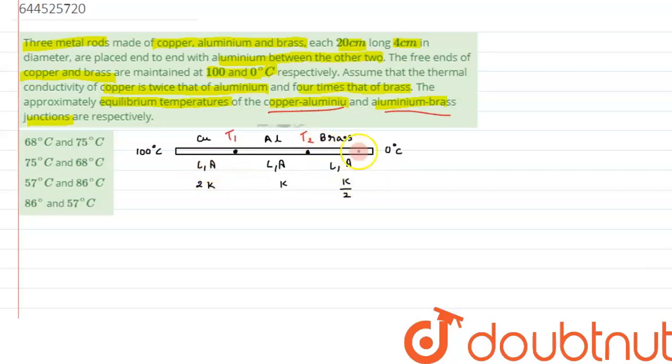As we can see, the heat flow, or the heat current, through each of the rods will be the same. So we can write Q by t, the rate of heat flow, which is given by the formula K A delta T by L, will be a constant. We have already studied that this is the series combination of three different rods, so the heat flow through each cross section will be constant with respect to time.